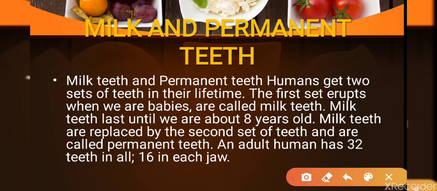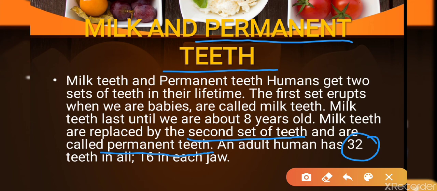And after the milk teeth, we have permanent teeth, or the second set of teeth. These teeth are lifelong or everlasting as long as we do not have any disease related to the teeth. An adult human being has 32 teeth in total, 16 in each jaw.